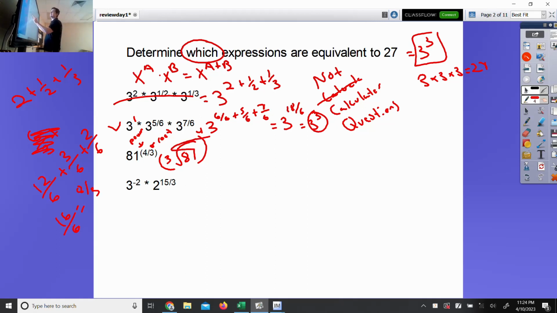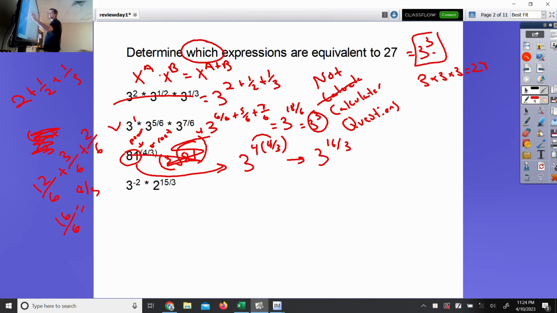That might even be the best way of doing this. This might be a better way. 81 is 3 to the 4th power. This is 3 to the 4th times 4/3, which becomes 3 to the 16/3 when you multiply. 4 times 4 is 16. That's not 3. It's not.